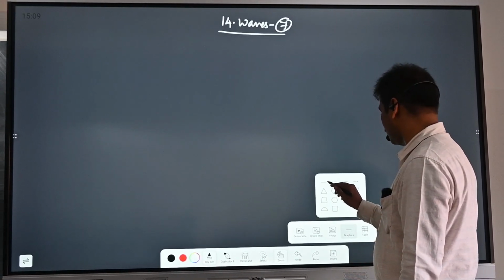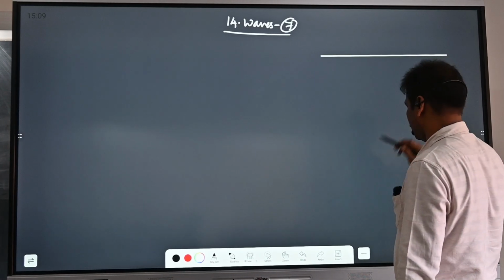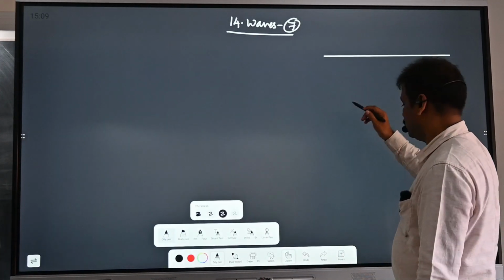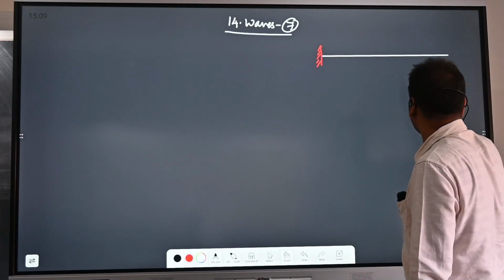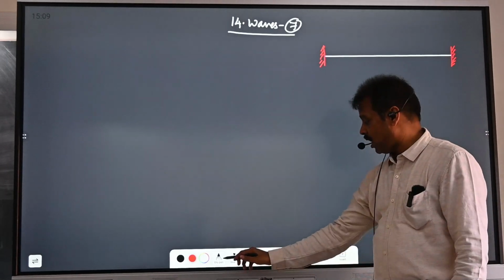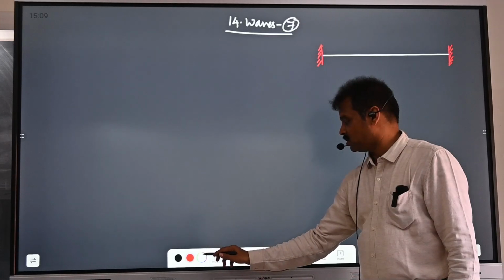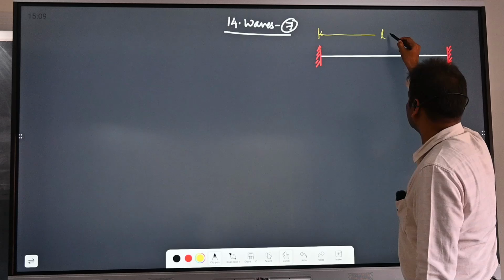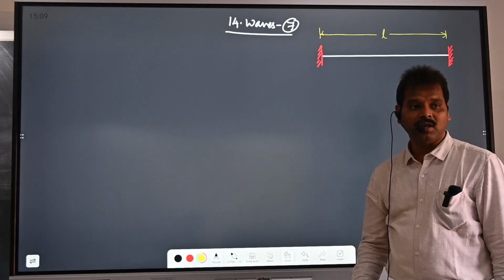So first of all, taking a string fixed between two rigid supports. Let the length of the string, students, be L. The original length of the string is L.